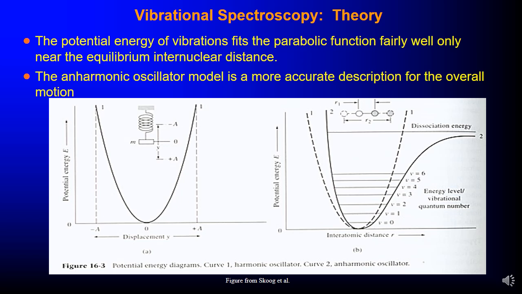Vibrational spectroscopy, we are still continuing. The potential energy of vibration fits the parabolic function fairly well, only near the equilibrium internuclear distance. Naturally you would expect that the displacement will be uniform, but in reality it's not the case. You can see in this other diagram what we call the anharmonic oscillator model, which is the more accurate description for the overall motion. Naturally, you would expect the two springs to behave this way, but the reality is there will be some collision, some disturbances, leading to an anharmonic model.